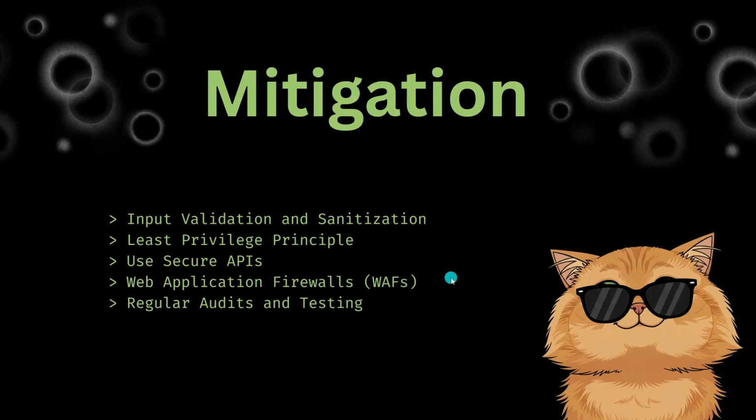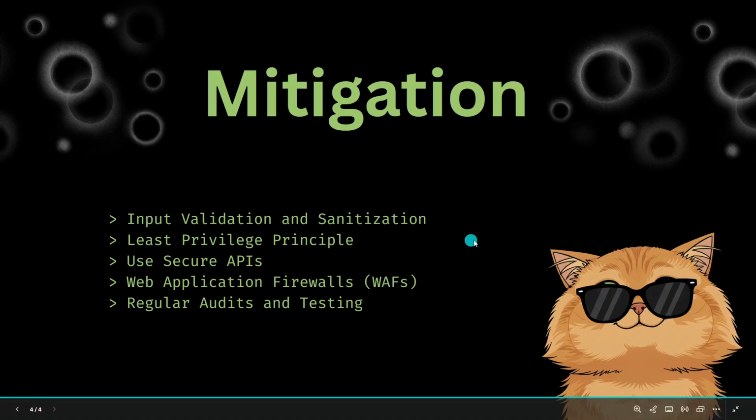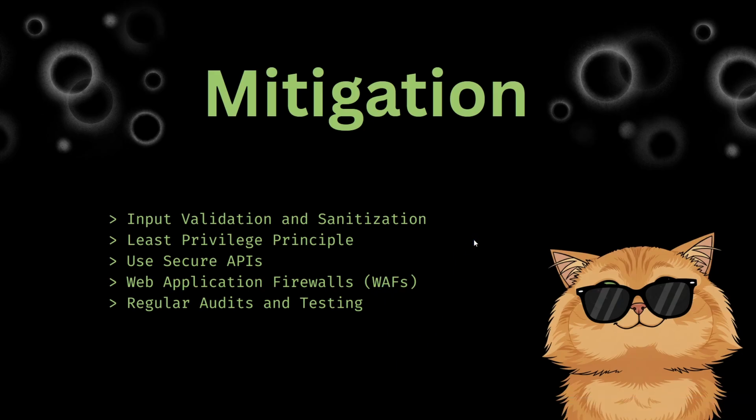Then we have the web application firewall. You should deploy rules in the web application firewall to detect and block certain kinds of path traversal patterns in the request, like the one I showed you in the example. There are also other patterns, so we should use a WAF to filter them out. The last one is regular audits and testing. You should perform security scans, fuzz testing and code reviews, so that you can identify the entry points at early stages, right? So these are the mitigation steps that you can follow.